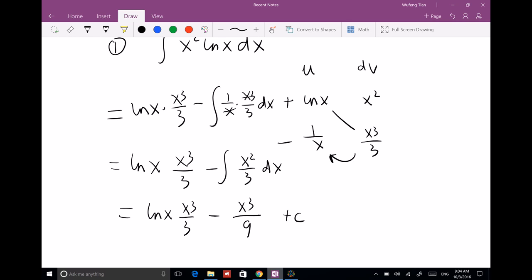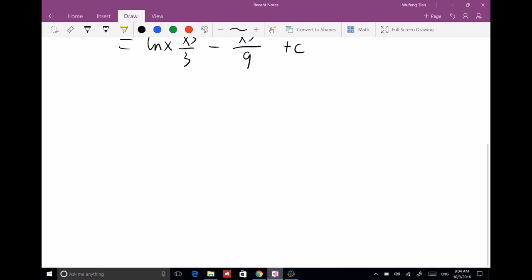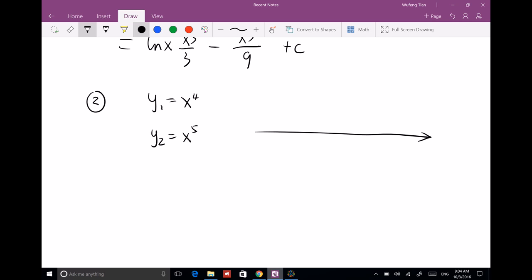Most of the students, I think almost everyone, did this one right. The first problem, not big trouble. Second one: find the area between y1 equals x to the power 4 and y2 equals x to the power 5. The second problem, and this one is pretty okay.